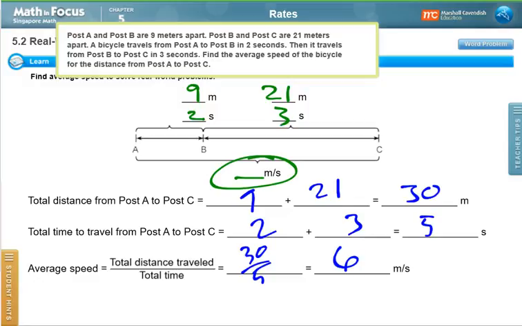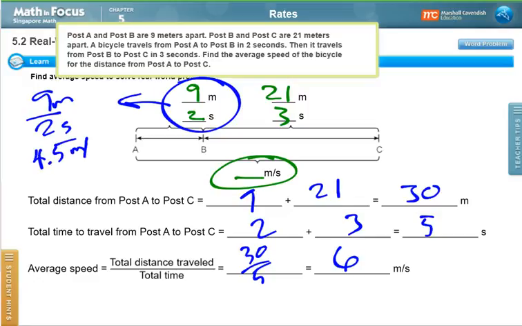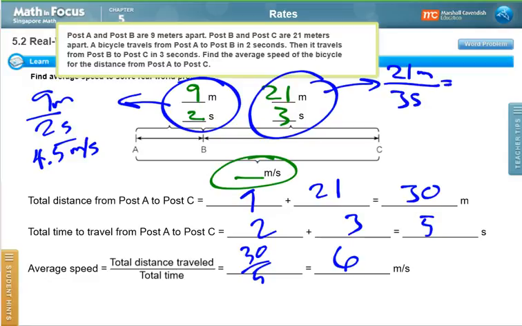And you'll see if we look at our rates up here, for the first bit, 9 meters in 2 seconds, they're traveling 4.5 meters per second. And then the second bit, 21 meters in 3 seconds, better known as 7 meters per second. So they changed their speed, but on average they're going 6 meters per second, which is somewhere right in the middle. And that is where we shall leave it.